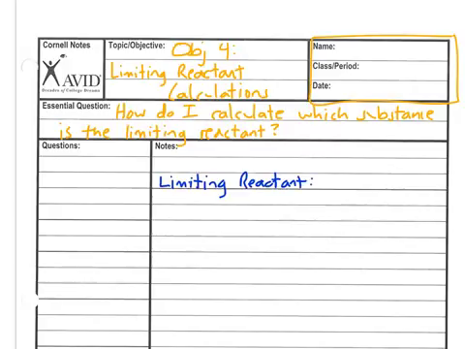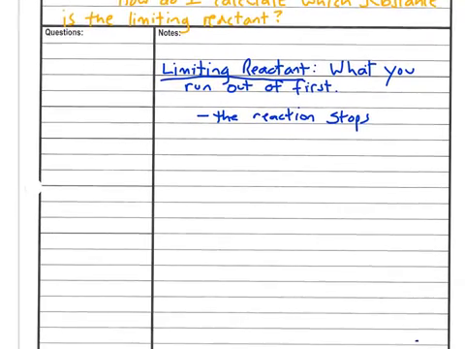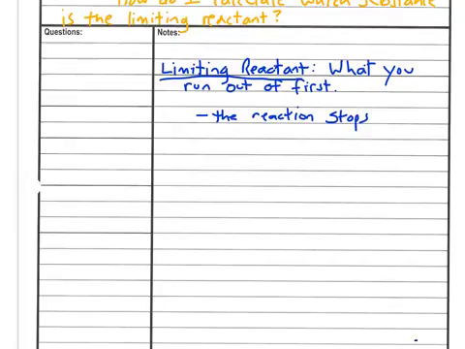There's our limiting reactant. So this is whatever you run out of first. So your reaction is going, and you've got two reactants there and they're reacting with each other, but one of them's going to run out before the other one does. And when that happens, the reaction stops. So how do we figure out which one is our limiting reactant, and then what can we do with that information?